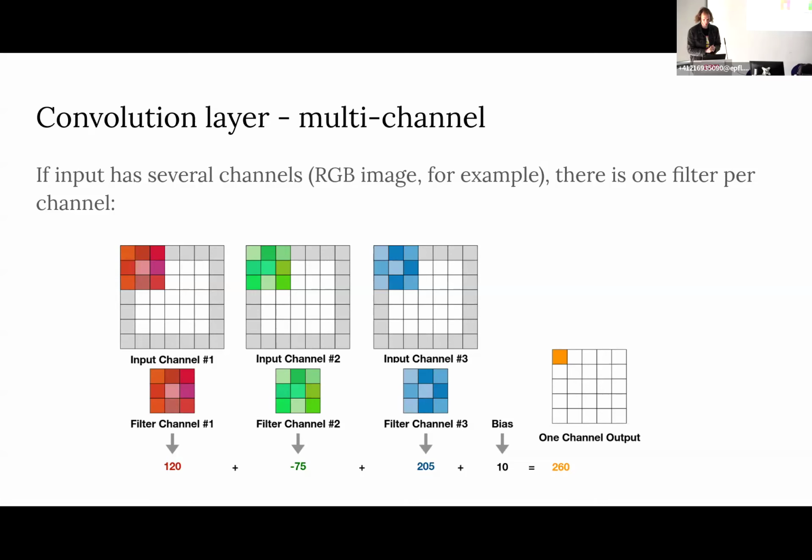So what do you do? You take one filter for the red channel, another filter with other weights for the green channel, and a third filter for the blue channel. Then you calculate a value for all of them, let's say 120 for the red channel, minus 75 for this channel, and 205 for this channel. And you sum all of them together. So even though your input had 3 channels, your output has 1 channel. You collect information from all the channels and put it inside 1 channel.